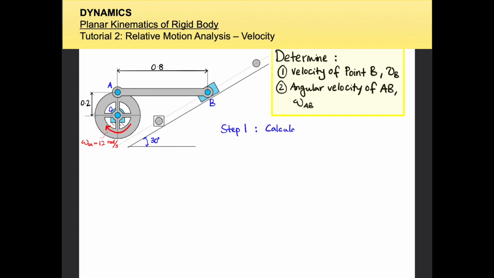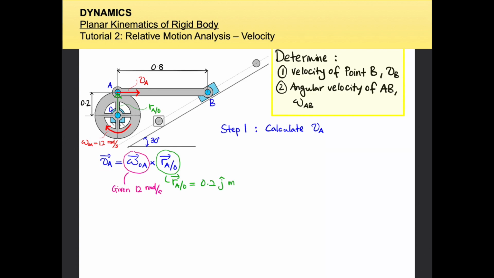Step 1. Calculate the velocity of point A, VA. The velocity of point A is pointing to the right in x direction. A is rotating about O, so use the equation for rotation. RA/O is pointing in positive direction of y-axis.